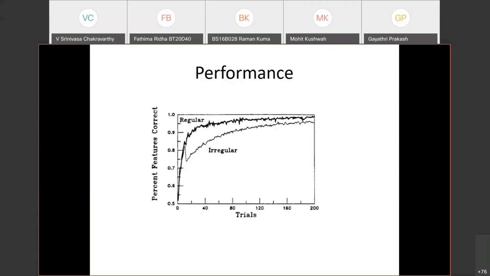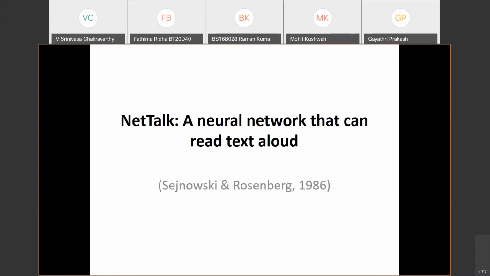So you see that after about 10 epochs, suddenly performance started dipping for irregular verbs, just like what you would see in children. And slowly, as the network is trained on a large stock of words, it's able to resolve this conflict and slowly perform better on the irregulars also. So by about 200 epochs, it started performing very similarly on regulars and irregulars.